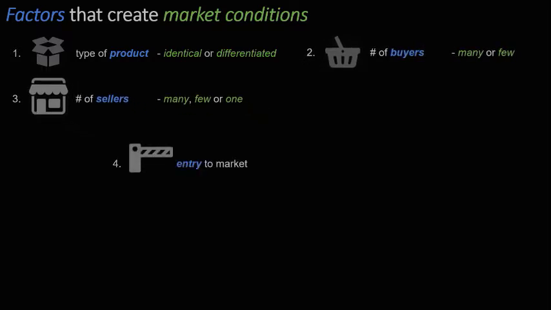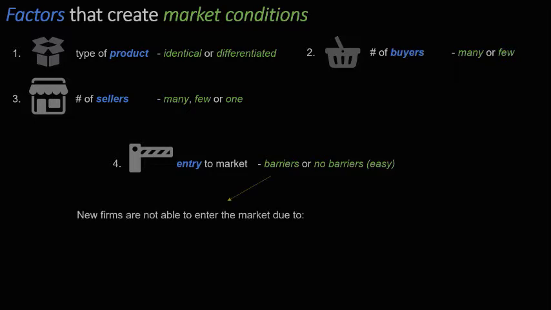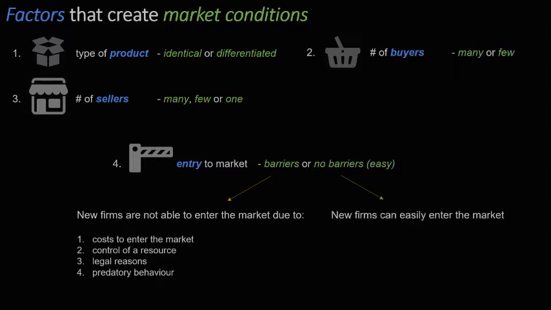Now the last factor is entry to market. So there can be barriers to entry which prevent people from entering the market, or there's no barriers to entry, which means it's easy to enter. Now possible barriers, there's four main ones. It could be a cost to enter the market, or there could be control of a resource, or there could be legal reasons, or predatory behavior. And if there's no barriers to entry, new firms can easily enter the market.